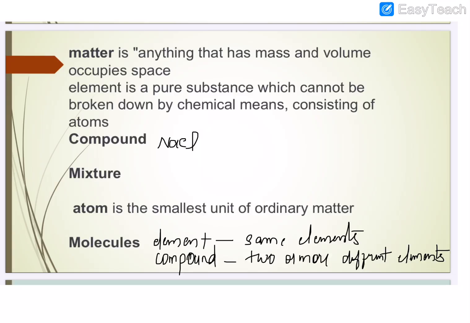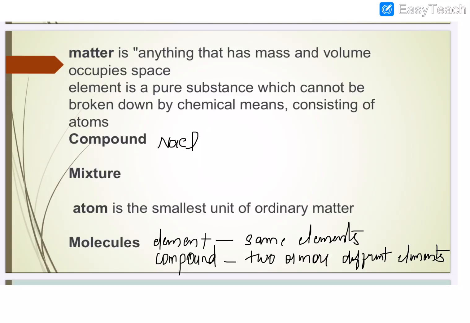So let's recall what is a matter. So matter is anything that has mass, volume and occupies space. Means anything that takes space and has mass is called a matter. And matter is divided into three categories: elements, compounds and mixture.